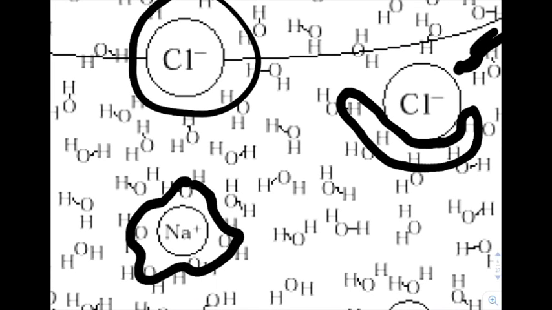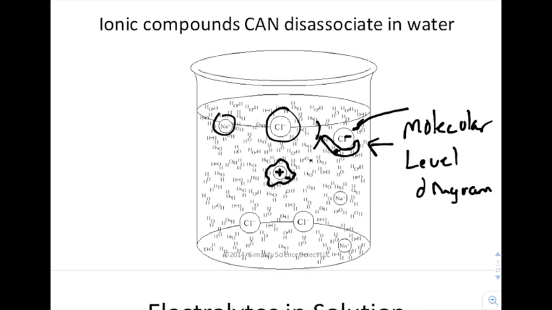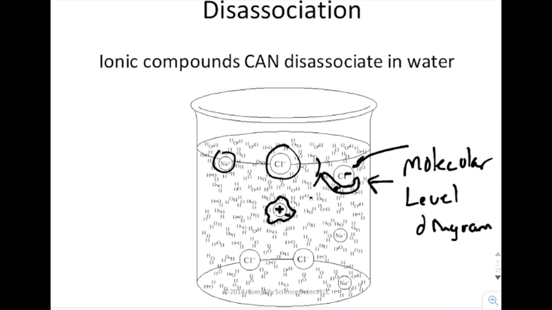The reason why is those oxygens are negatively charged and the sodiums are positively charged, and the hydrogens are positively charged and the chlorines are negatively charged. So as a result, you have this idea that opposites attract. Let's see if we can zoom out here. You should be able to draw accurate representations of molecular level diagrams. Now this does represent the dissociation of sodium chloride, and the dissociation is what we mean by dissolving.